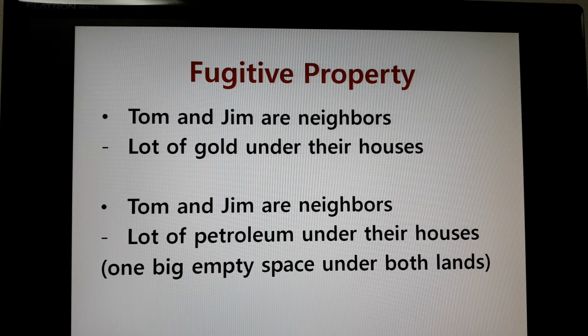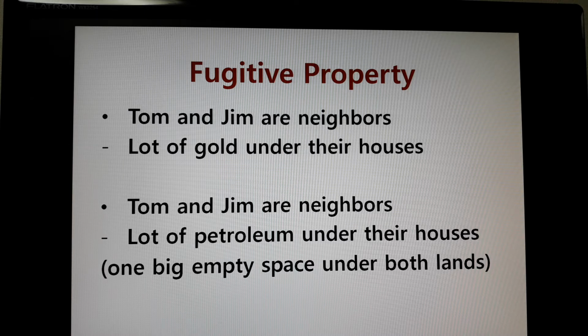It just happens the petroleum was buried not only under Tom's house, but also under Jim's, because they are so close by that it's almost impossible that petroleum only exists under Tom's and not Jim's. So what would be Jim's reaction? Of course, Jim wants to do the same thing, so he digs. But after digging and digging, he also found petroleum, but a very small amount. If it was gold, Jim would say, oh my God, how come there's a lot of gold under Tom's house, not under mine? I'm so unlucky.